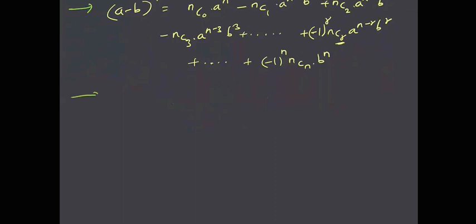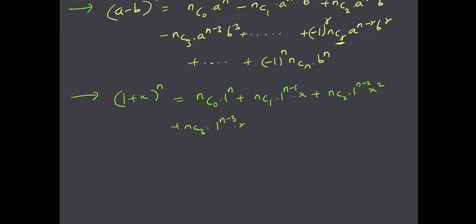Fine. So now let us observe the special expansion of (1+x)^n. Let us use the formula for (a+b)^n only. So you will get nC0 1^n plus nC1 1^(n-1) x plus nC2 1^(n-2) x^2 plus nC3 1^(n-3) x^3 plus nC4 1^(n-4) x^4, and so on. The second last term will be nC(n-1) 1^1 x^(n-1), and plus nCn 1^0 x^n.